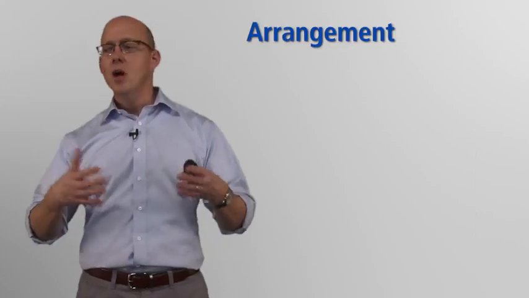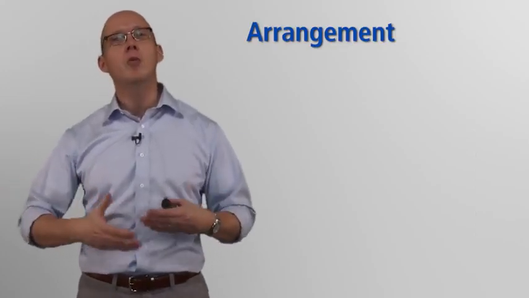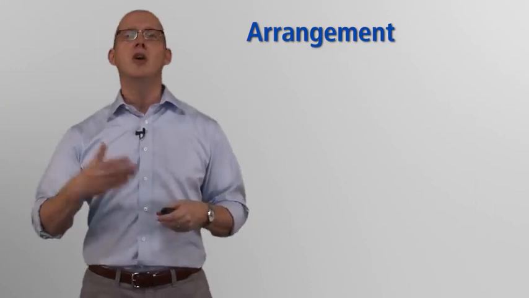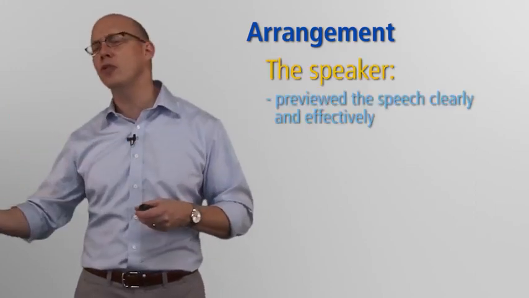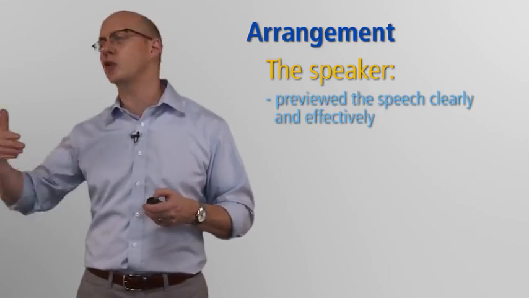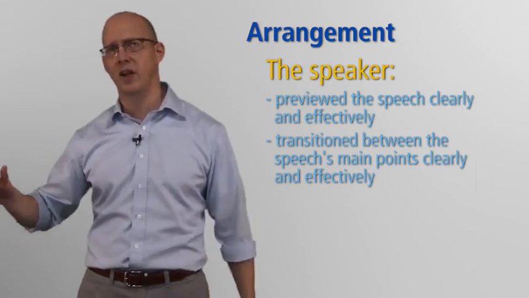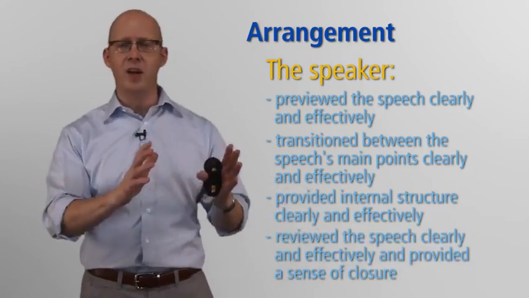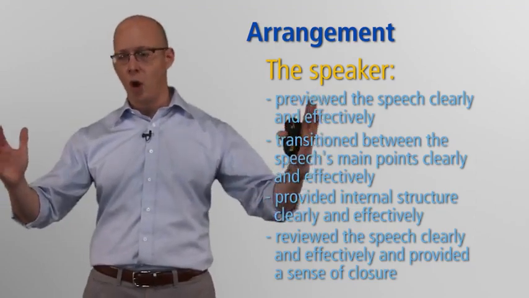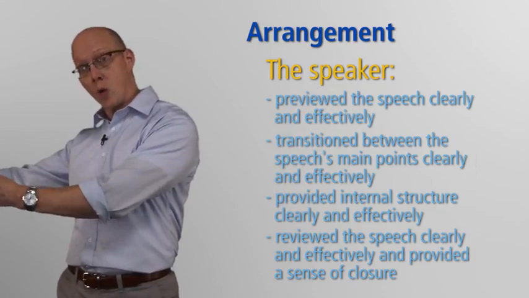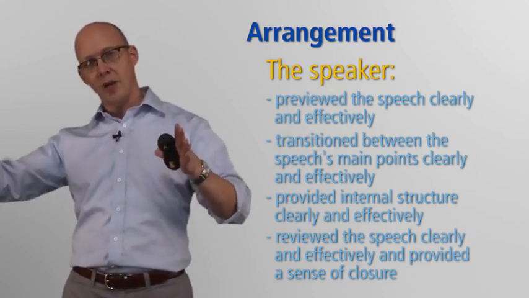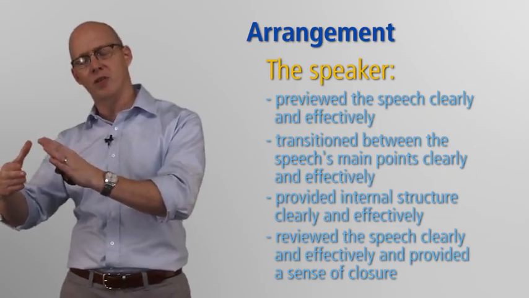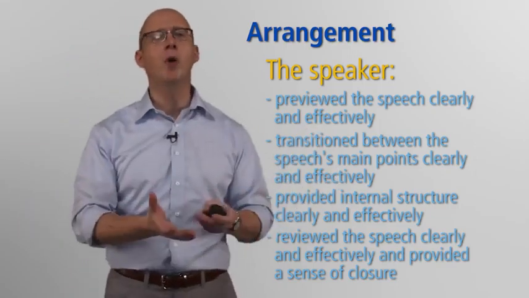Then we get into arrangement. It's a short speech, but here's where we can really refine some basic arrangement habits that I hope you'll take to other speaking encounters. So in arrangement, does the speaker preview the speech clearly and effectively? Does the speaker transition between the speech's main parts clearly and effectively? Provided internal structure clearly and effectively, and reviewed the speech clearly and effectively, and provided a sense of closure. So those arrangement categories are, do we have a good opening where I know where you're going? Can I really suss out those two main points? Within each main point, do I have a sense for what you're arguing and what the pieces of support are? And then at the end, are you pulling it all together?